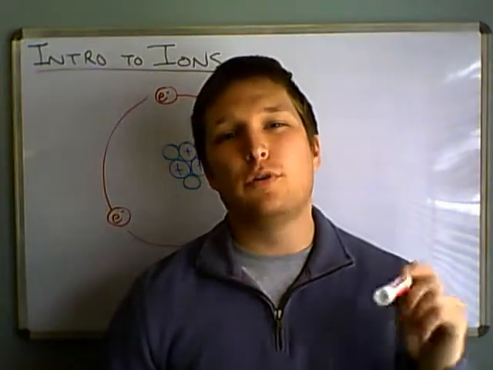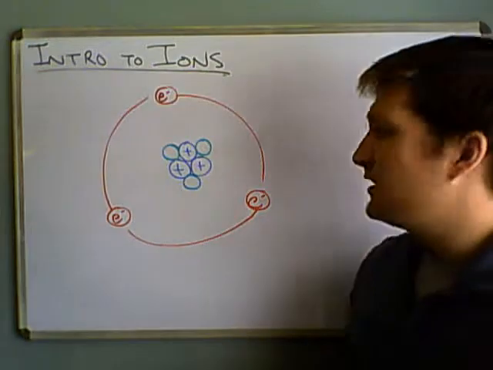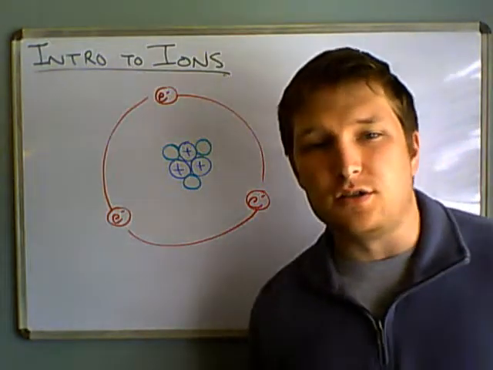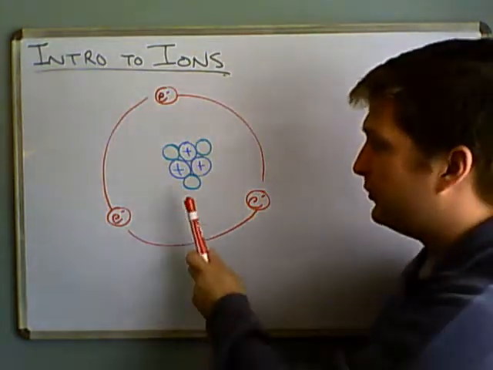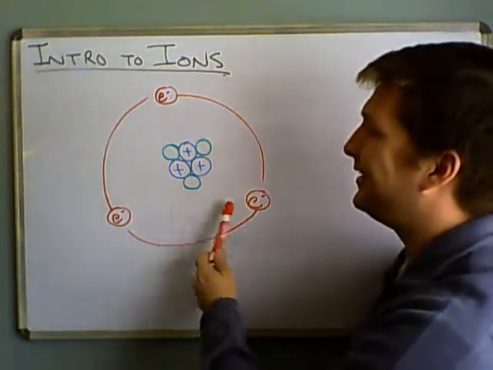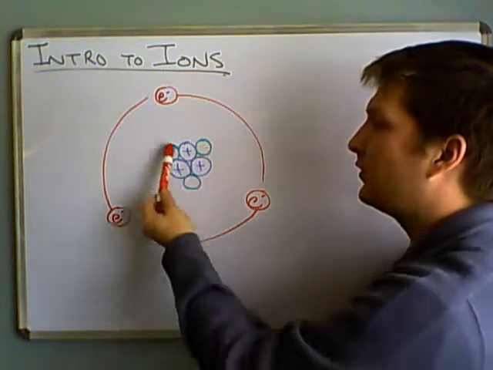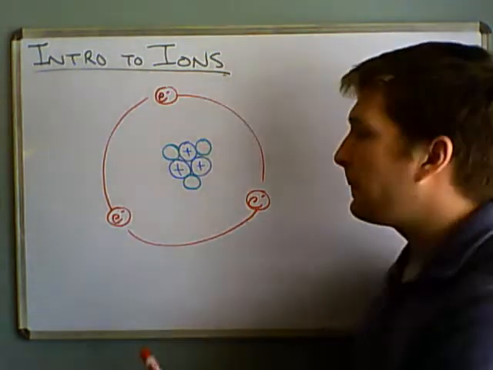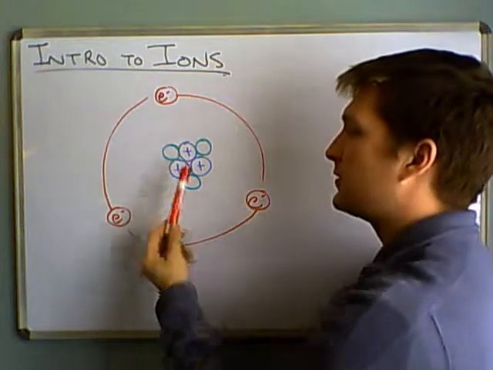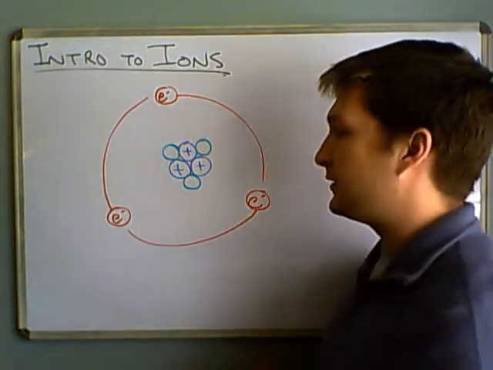Alright, I'm going to talk briefly about ions. If you watch the video, the brief introduction to atoms, this should look familiar. This is my drawing of an atom where these green circles are neutrons, the blue circles are protons, and the red circles are electrons.